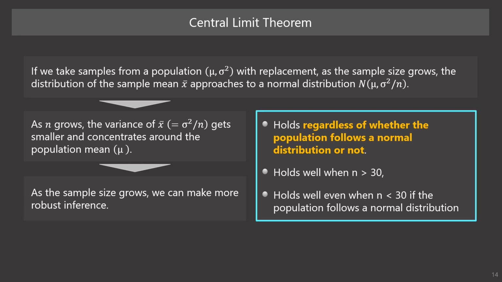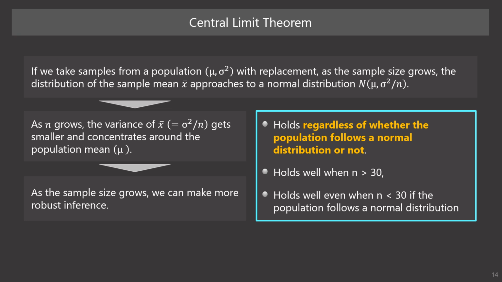The central limit theorem holds regardless of whether the population follows a normal distribution or not. This is a notable strength of the central limit theorem. It means that by increasing the sample size, we can make robust inference even if the population does not follow a normal distribution.